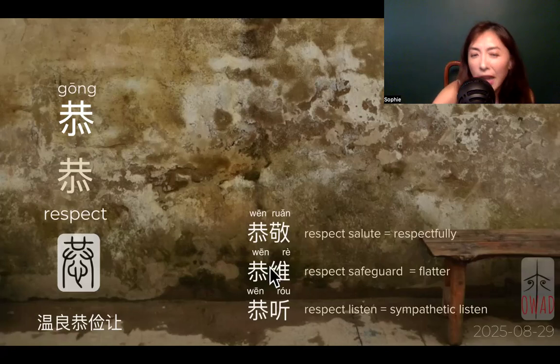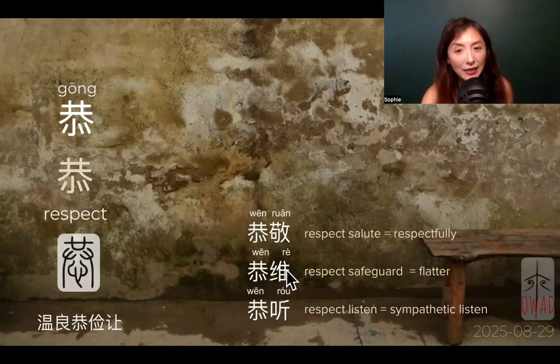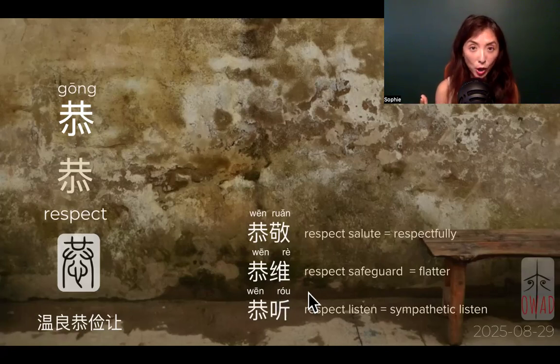In this case, I haven't checked this word yet, but the right side is a bird, and then you have a thread. So you almost try to capture that bird, you keep the bird in a net so it doesn't fly away. You keep control of something. So that's wei. And 恭维, you respect somebody and then you keep them in control. So how does that work? How can you respect somebody while at the same time try to keep them in control?